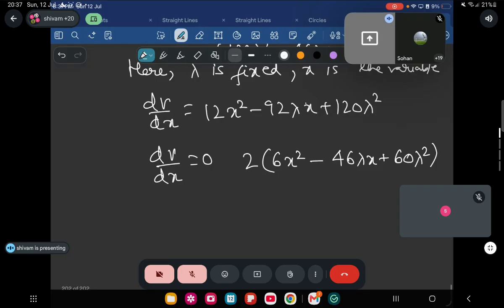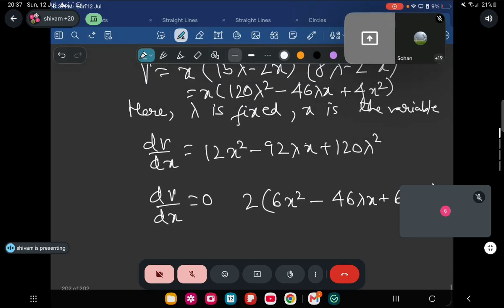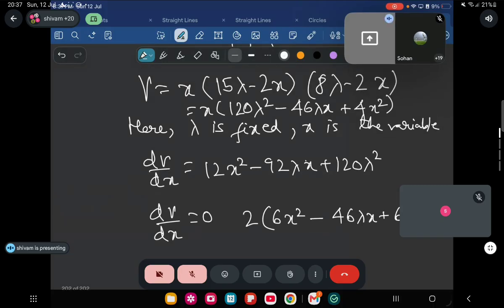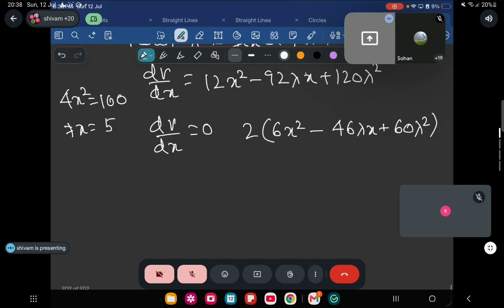Okay, 2 into 6x square minus 46 lambda x plus 60 lambda square. So also you see, 4x square is equal to 100. This is the removed area, right? What is the value of x? Tell me everyone. X equal to 5. Okay, next. Everyone pay attention.